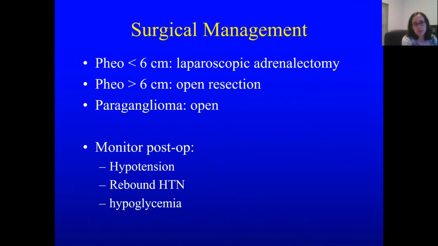Surgical management. Generally 6 centimeters is the cutoff for laparoscopic versus open resection. Paraganglioma is always open. These are really difficult surgeries. There are often huge blood pressure swings intraoperatively. When you manipulate the tumor itself, you get huge releases of catecholamine, and so they can be very difficult to do. We have very good surgeons at Georgetown. Post-operatively, they can develop hypotension, rebound hypertension, or hypoglycemia. So these are all things that we monitor for post-operatively.